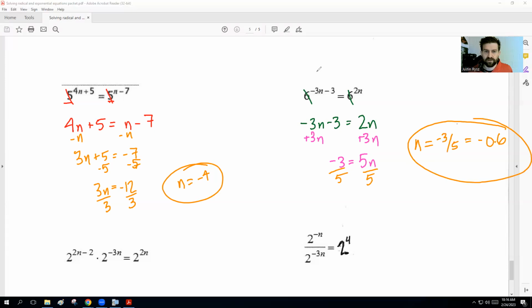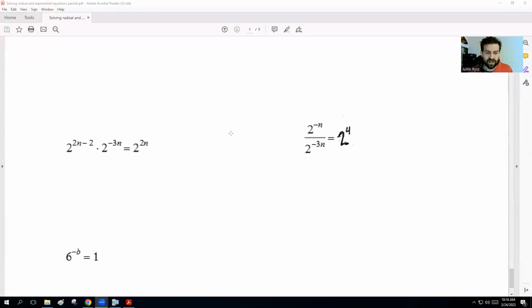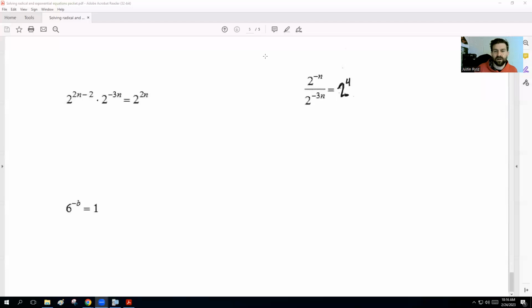Okay, now we're going to crank up the difficulty a little more. What if we have multiple bases? Whenever we have multiple bases, we've got to simplify. We know a power times a power, we add the exponents. So first thing we will want to do is add these together. What's 2n minus 2 plus negative 3n? We add these two together, and that gives us negative 1n minus 2 equals 2 to the 2n power.